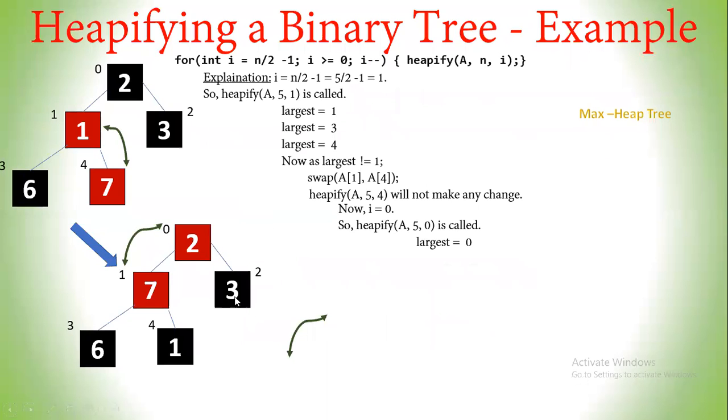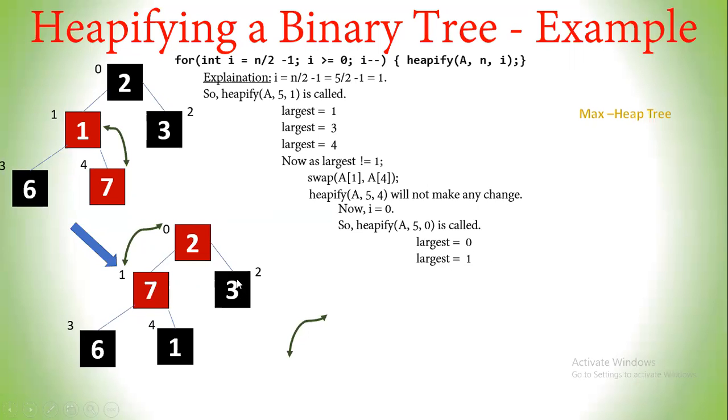Here A right is 3. A largest, so largest is now 1. A largest is A1. A1 is 7. So A right, or A2, is not greater than A largest, or A1, which is 7. So largest is still 1.